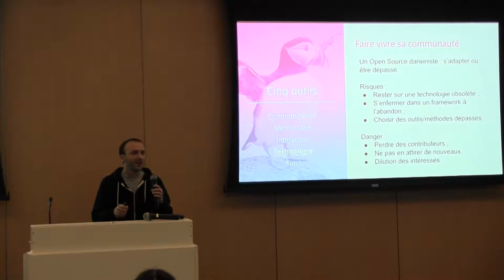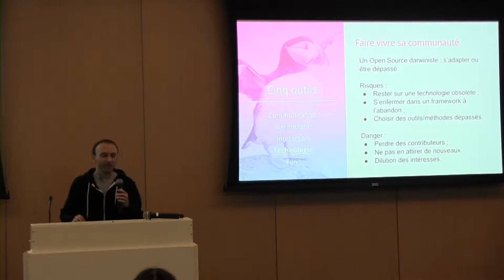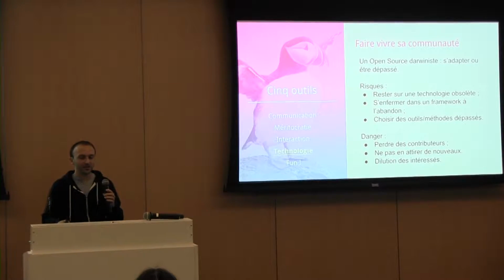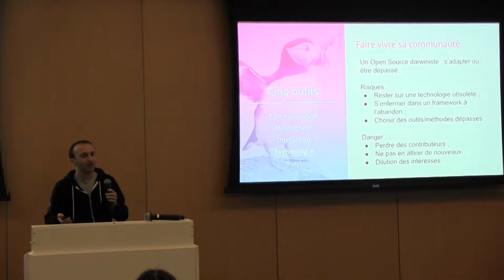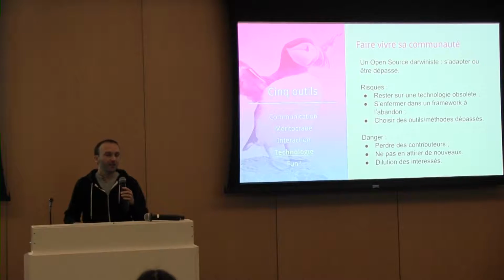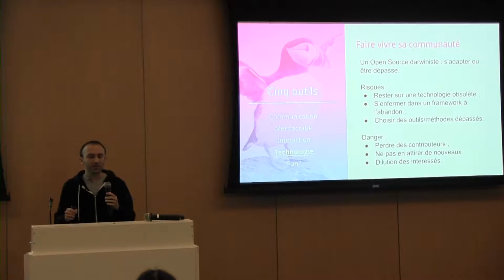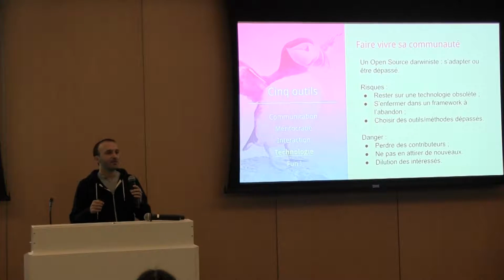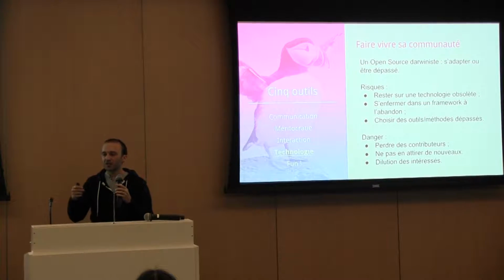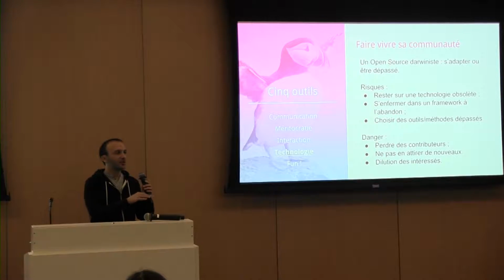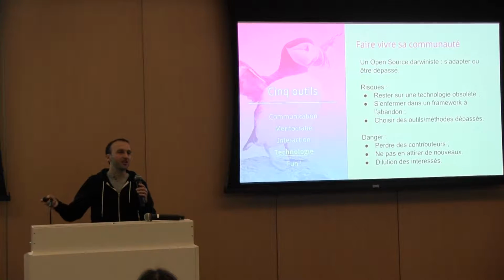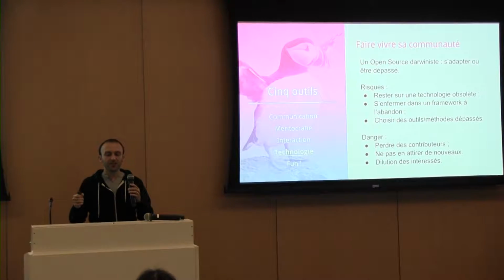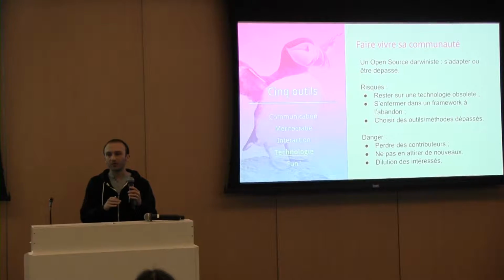Technology. There is a kind of open source Darwinism. You have to adapt, or then you are forgotten. Many projects have the risk of staying on an obsolete technology, keeping on an obsolete framework, or choosing obsolete methods. And as a developer, as a designer, as a translator, you are okay with starting with simple things, but then you see other projects improving themselves and changing their styles and doing big decisions. And you don't want to be stuck in the methods of the past and the frameworks of the past.